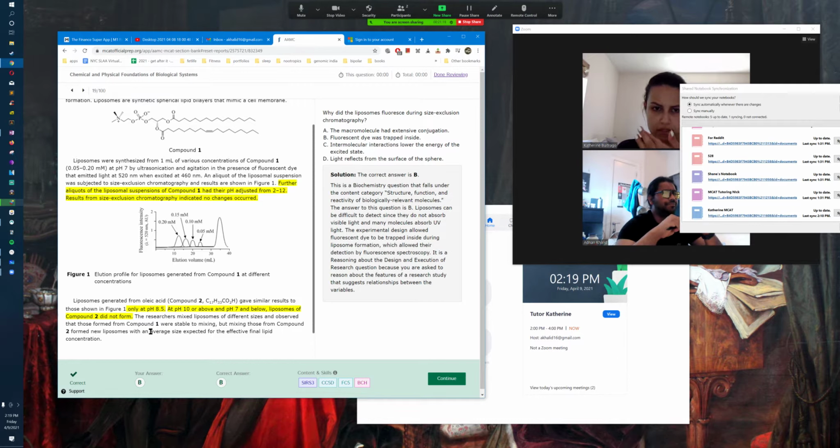Fluorescent dye was trapped inside, that emitted. Wait, I don't know why the fluorescent dye would be trapped inside. I know that a liposome is used for that, but it sounds silly to just say, oh, because the fluorescent dye is trapped inside, then it's going to fluoresce.